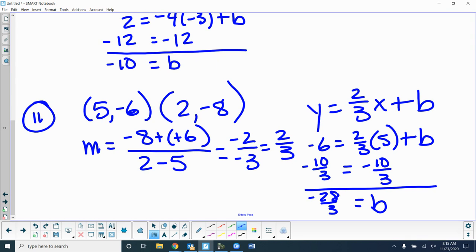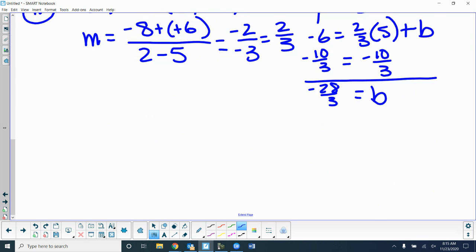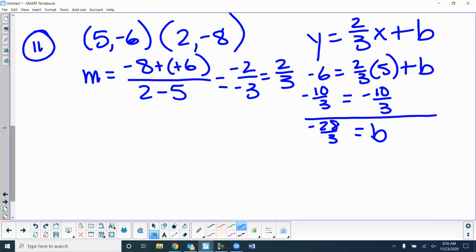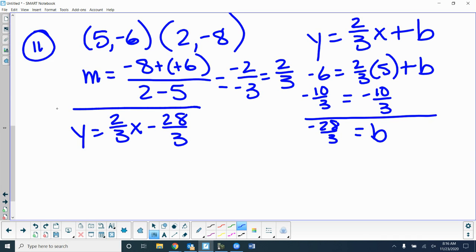Okay? So my equation is my slope was 2/3. And then my b is negative 28/3. Again, if you use the decimal, negative 9.3 repeating, that's okay. That's acceptable.